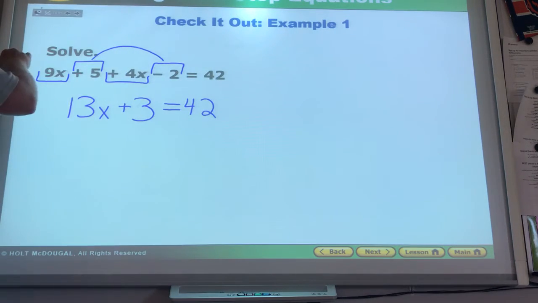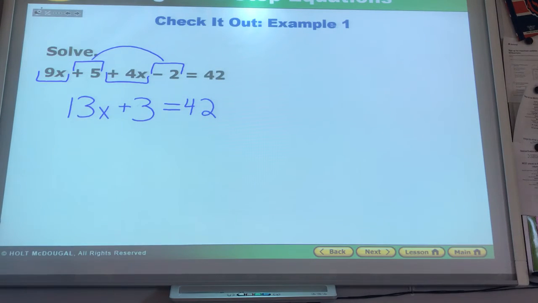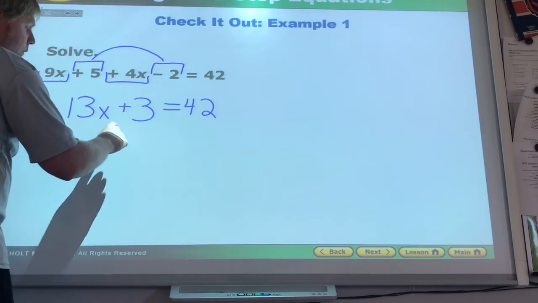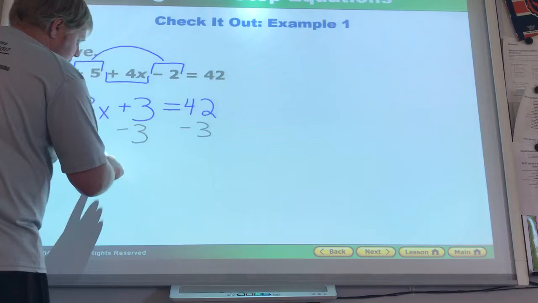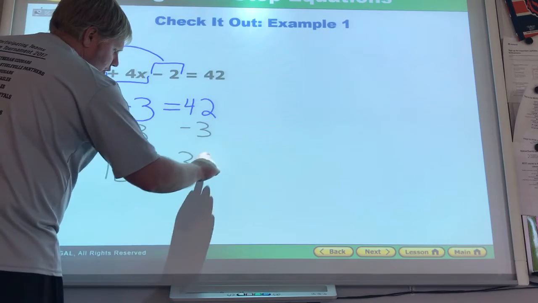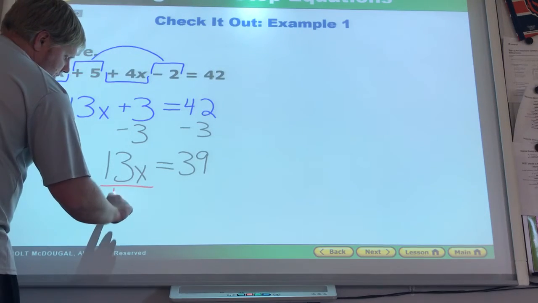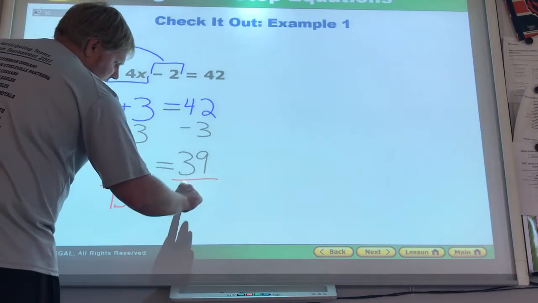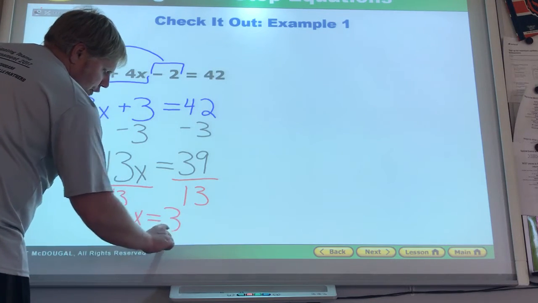First step, I need to see the problem. I need to see the first step, second step, third step. That's what I'm looking for to make sure I can give you full credit. All right, we're going to subtract 3 to our inverse operations. So we get 13x equals 39. Then we continue to do inverse operations. Divide by 13, divide by 13. X equals 3.